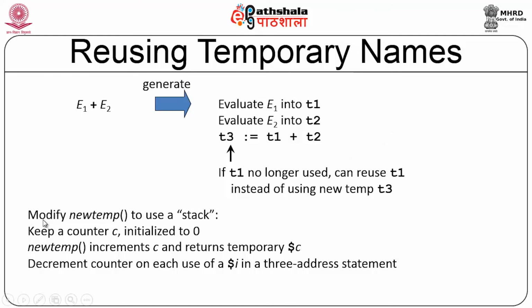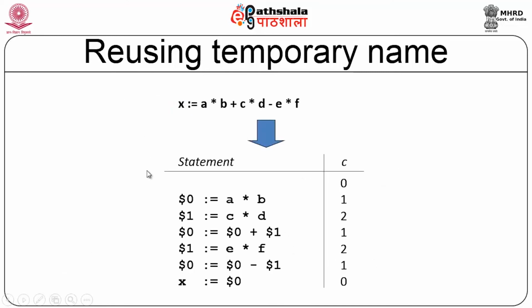So, here is how I do that: you modify the new temp to use a stack, keep a counter C initialized to 0, and new temp increments C and returns a temporary $C, and decrements the counter on each use of $I in a 3 address statement. So, you can keep a count on it, this is done here.